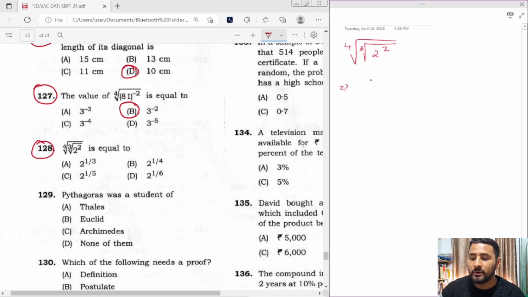So what is 2 square? Let's solve one by one. What is 2 square? That is 4, right? Now you all know, 4 root over 4 is how much?